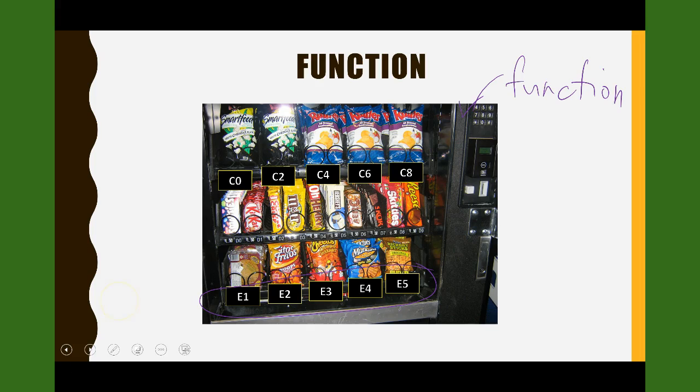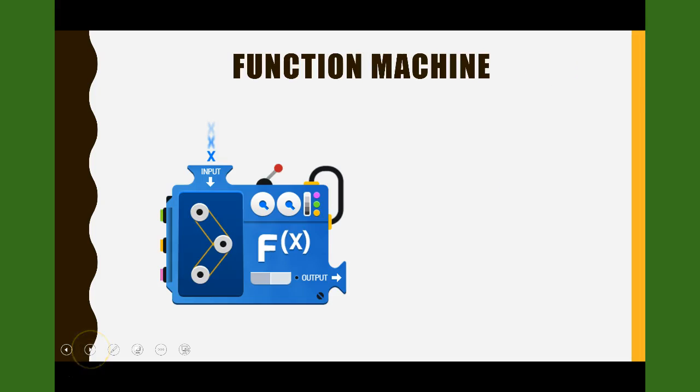Let's see this in a different way. As I said here, a function is like a machine. See, we have this machine. You put something in, here's your input, and this is usually x, and you get something out. Usually we use the variable y to indicate the output. Okay.